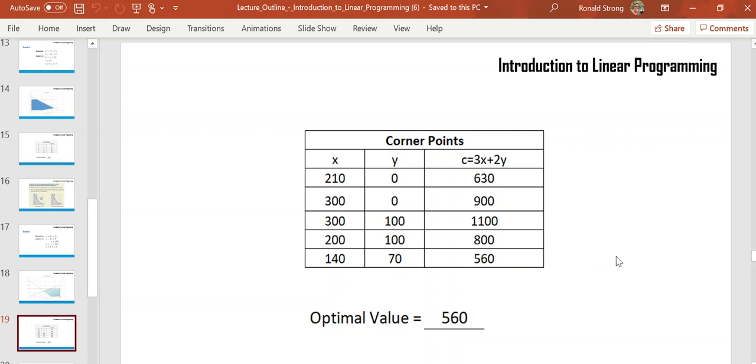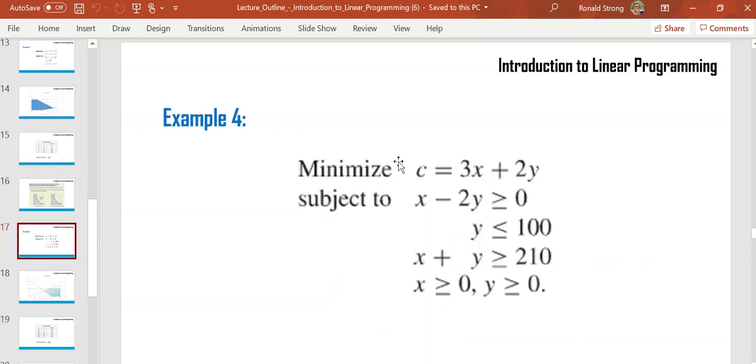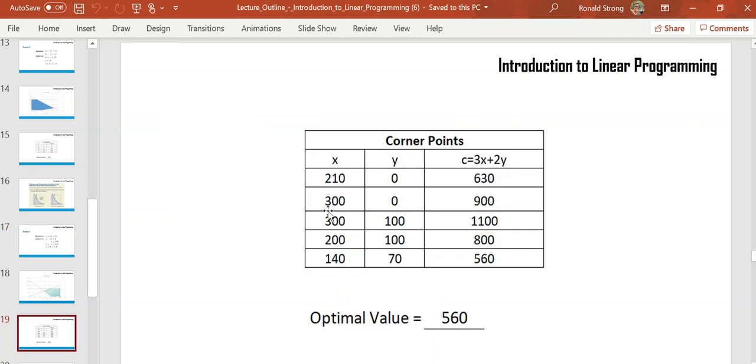Now let's do a little thought experiment here. Let's pretend in this problem, instead of saying minimize, it said to maximize. We don't need to do anything differently. We graph it the same way. We make our table the same way, except now we are looking for the maximum value. So the maximum value here would be 1100, but there's a catch.